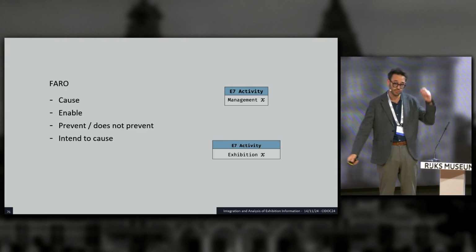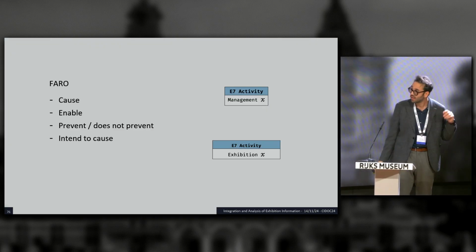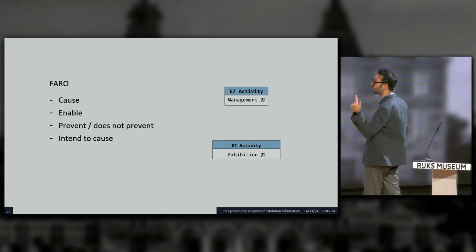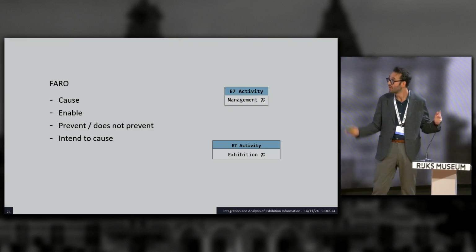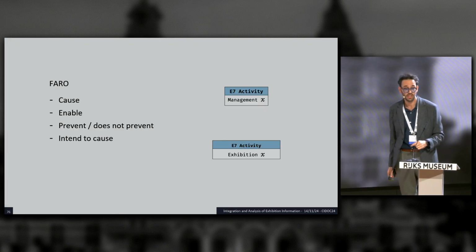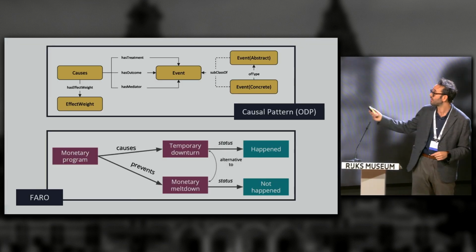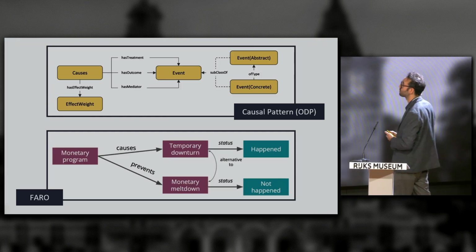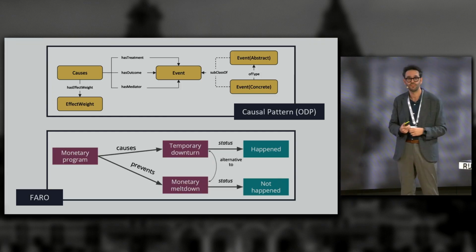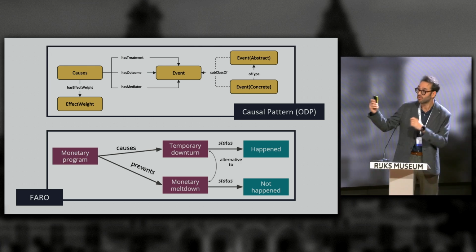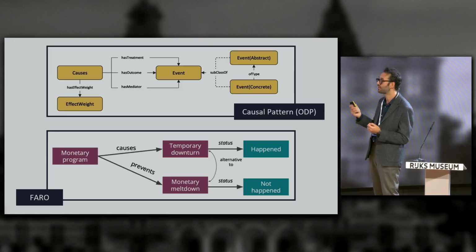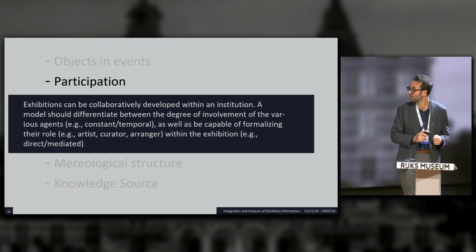Faro is an ontology which was published, I think, last year, which looks at exactly this type of relationship. And we can say the cause, what enables something, what prevents something, extremely important, or does not prevent the success of the exhibition, or what the intended cause is. There are also the causal patterns developed as part of Dolce, which allow us to define causal relationships better. What I'm saying is, for as much as I can model with CRM, something else is out there that can give me better details, and it is worth looking at.